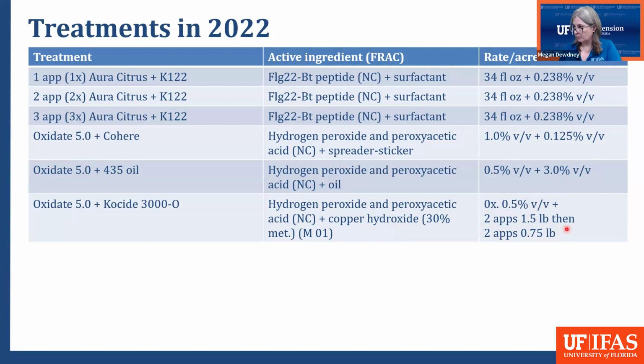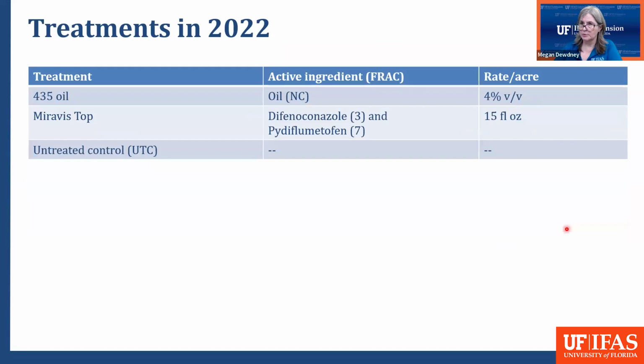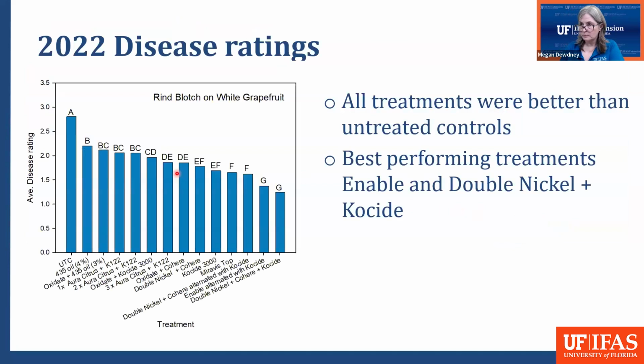A little slightly more complicated treatments than sometimes we see. And then we also looked at straight 435 oil at 4%. And then I looked at Moravis Top, which is one of the newer fungicides on the market because I didn't know much about it. And then an untreated control.